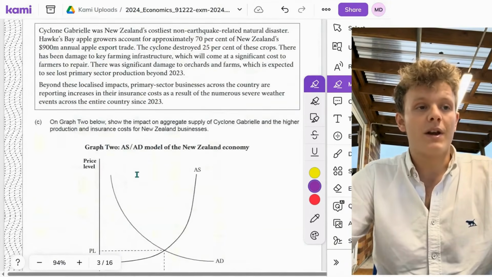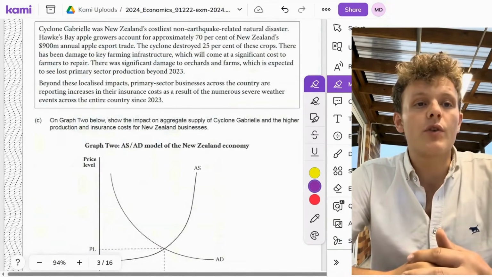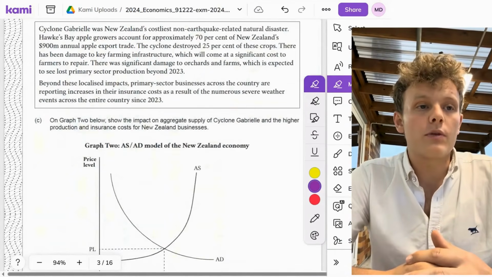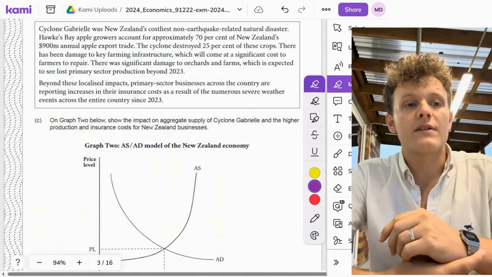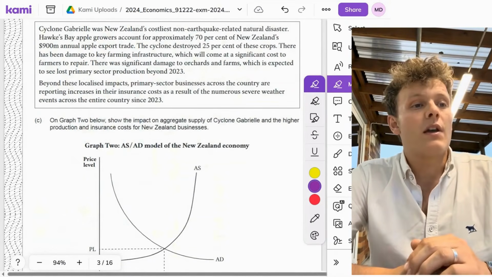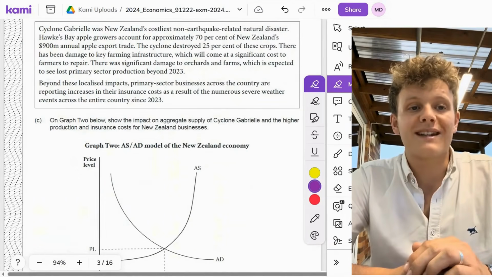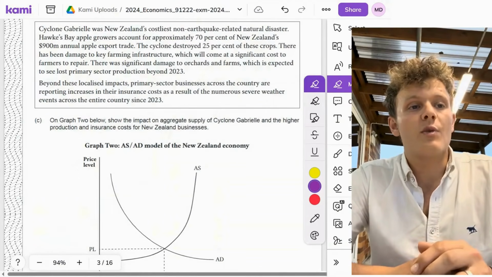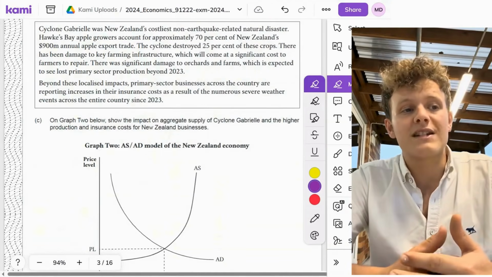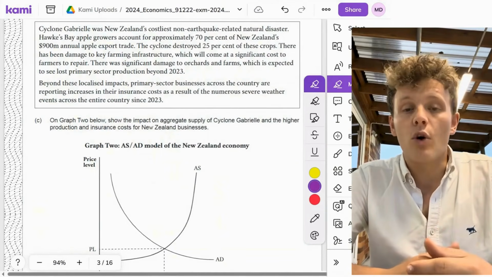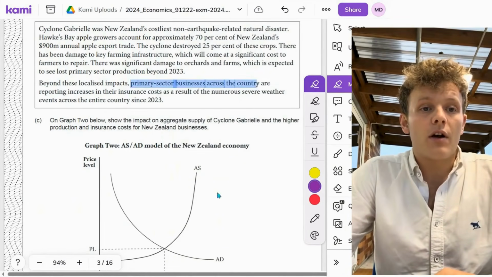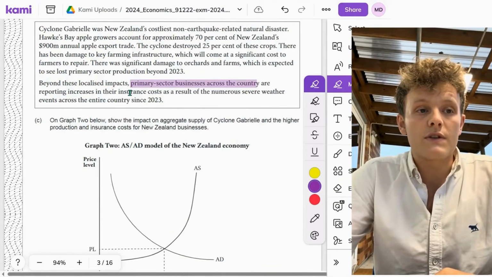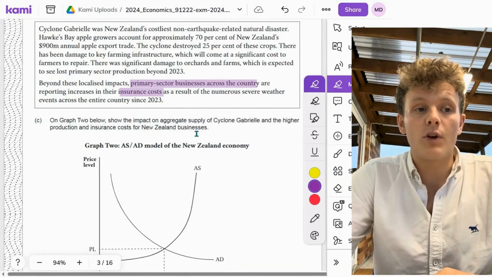Let's move on to question 2. Cyclone Gabriel was New Zealand's costliest non-earthquake related natural disaster. Hawke's Bay apple growers account for approximately 70% of New Zealand's 900 million apple export trade. The cyclone destroyed 25% of these crops. There has been damage to key farming infrastructure that will come at significant cost to the farmers to repair. There was significant damage to orchards and farms, which is expected to see the loss of the primary sector beyond 2023. Beyond these localised impacts, primary sector businesses across the country are reporting increases in their insurance costs as a result of numerous severe weather events across the country since 2023.